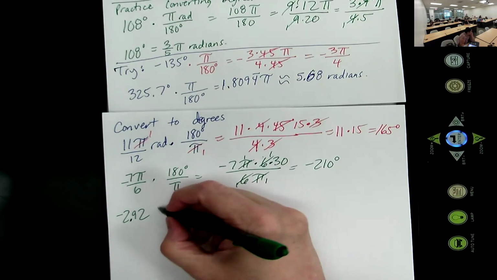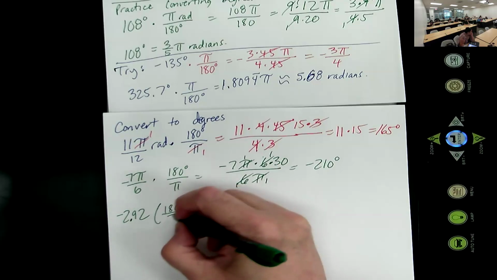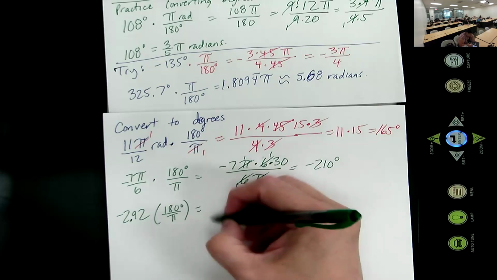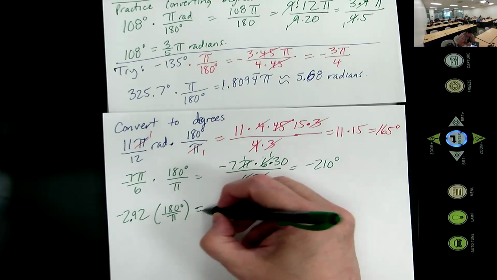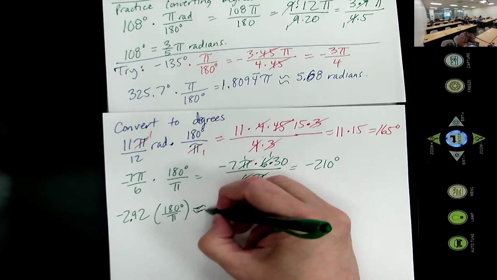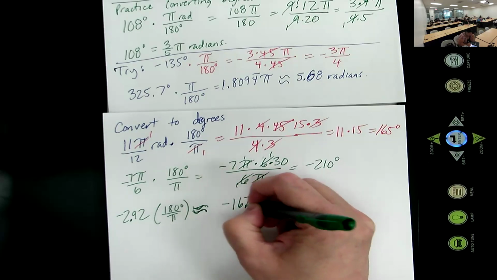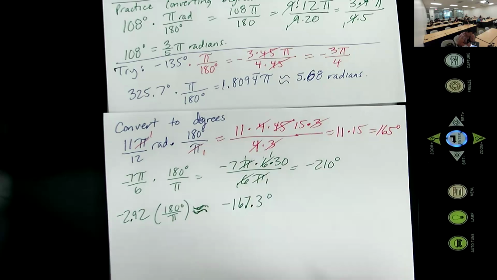This one here is just a mess. It doesn't get a whole lot better. When you do that, you're gonna get approximately, since I got a round here, -167.3 degrees.